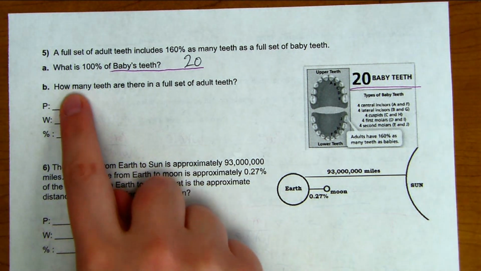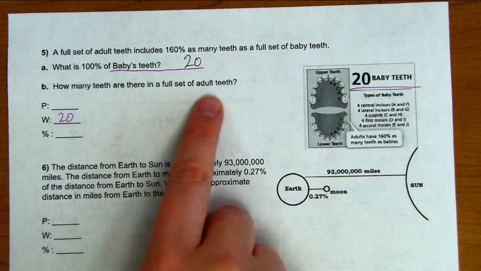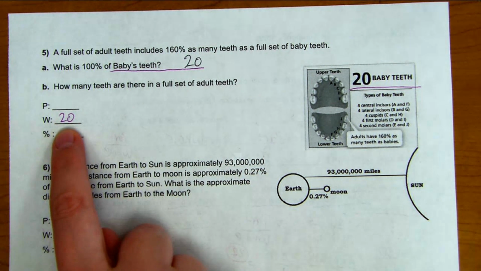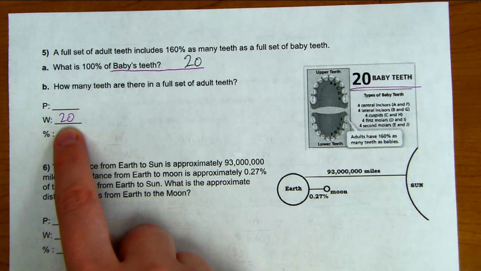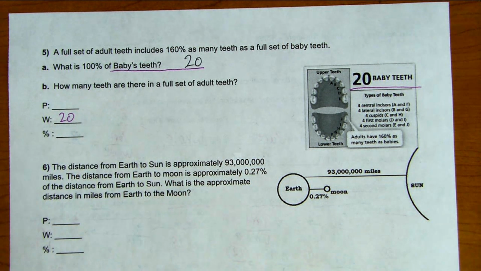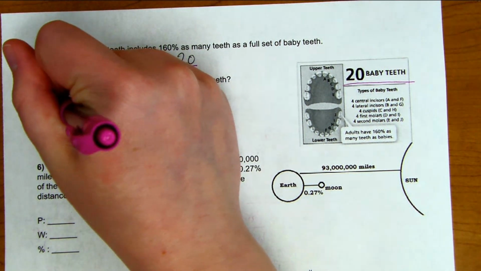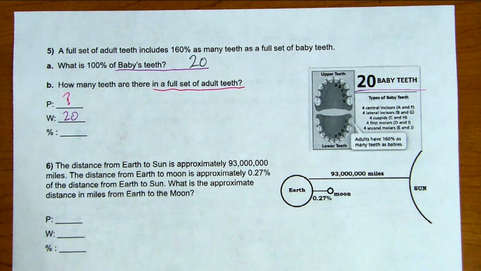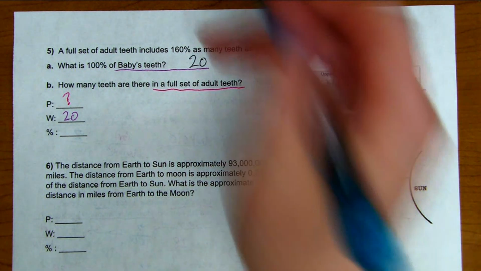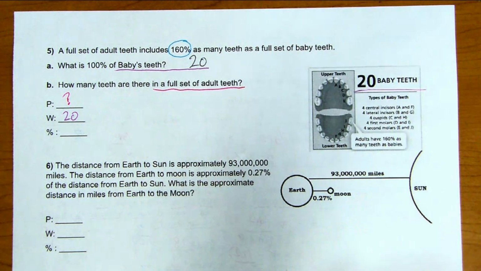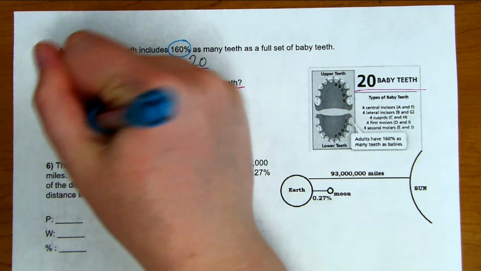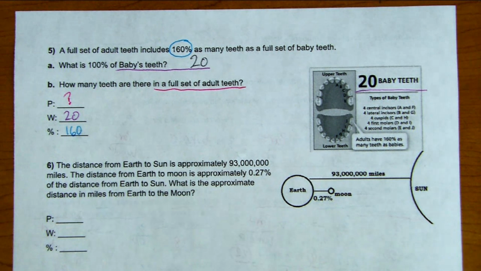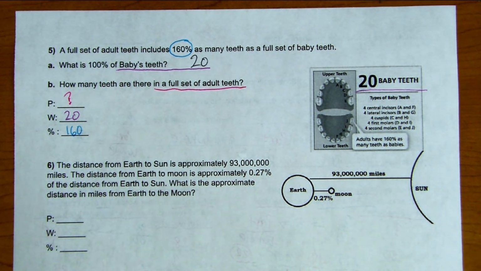We want to know how many teeth there are in a full set of adult teeth. Since this is what we're starting with, this is sort of our original amount, we need to figure out the part, which we just don't know at the moment. We are, however, told the percent. We're told 160%. The amount of adult teeth is 160% of however many baby teeth people start with.